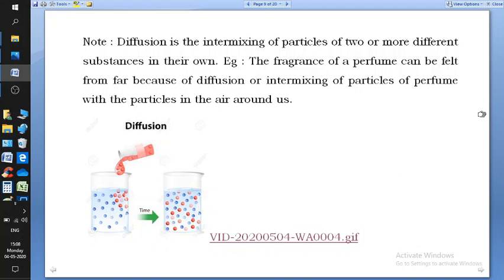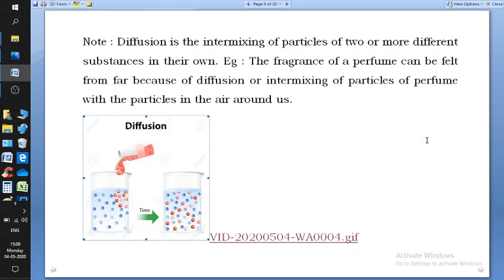For example, from the picture, if we take one liquid, say ink, and mix it with water, the particles of water are in blue color, and the particles of ink are in pink color. If you take a pink or red ink and mix just a drop or two in a glass of water, you will see that after some time, all those pink, red and blue particles will intermix with each other without anyone's help.